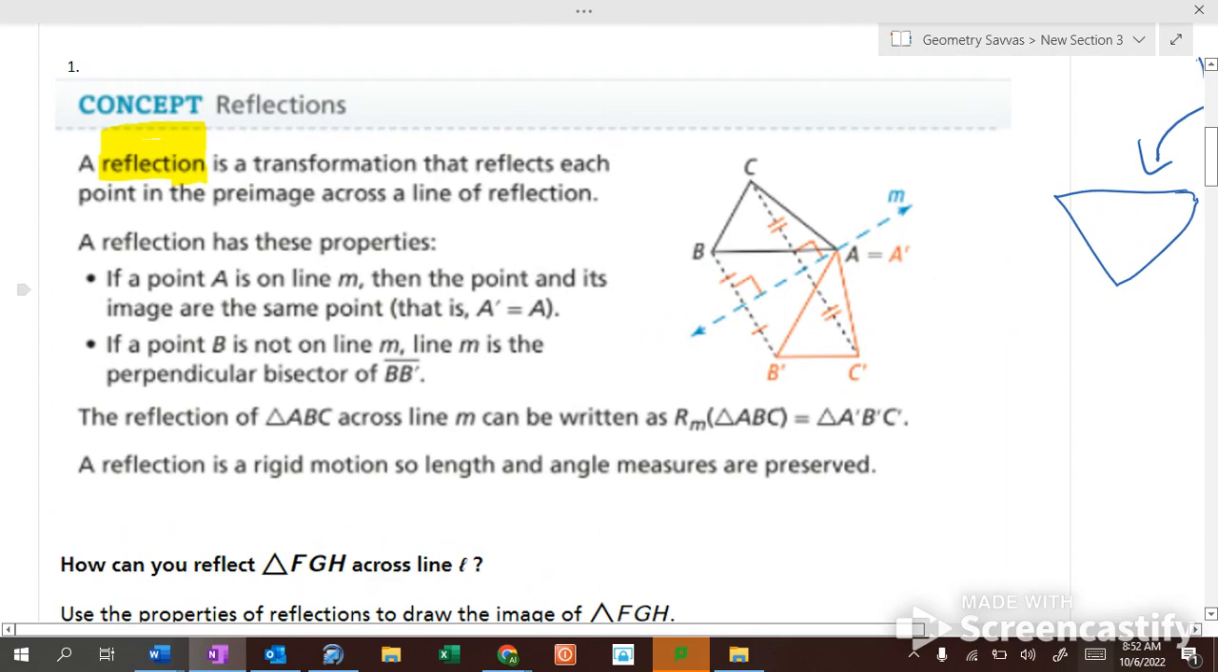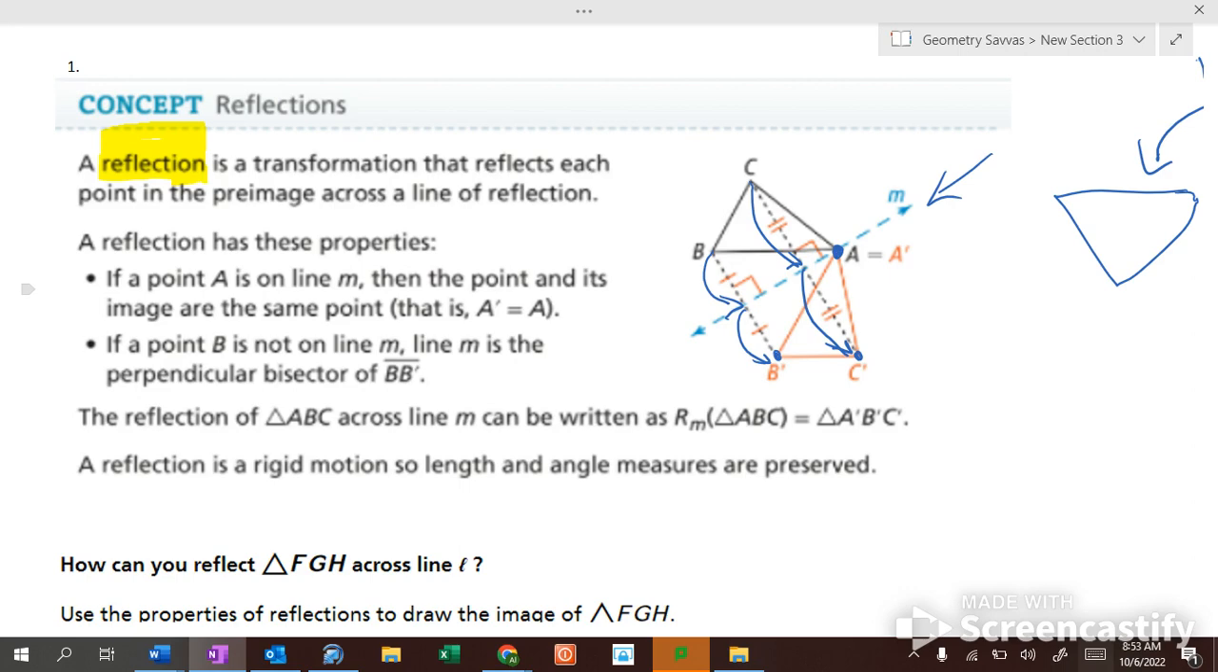All right, a reflection is a transformation that reflects each point of the preimage across a line. So here's our line of reflection. If A is on the line of reflection, it won't move. It stays in the same place. However far C is from the line of reflection, you go that far past the line of reflection. However far B is past the line of reflection, you go that much further to get to the next B point. So that's a flip or a reflection across the line.